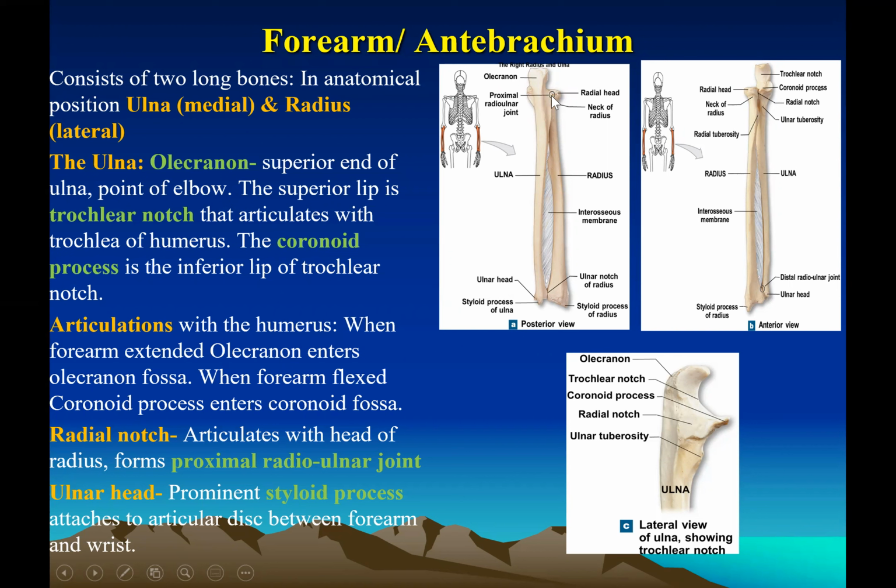And in the distal part, you can see a styloid process. Here's the styloid process that attaches to the articular disc of your wrist, and it will stabilize the carpal bones here.